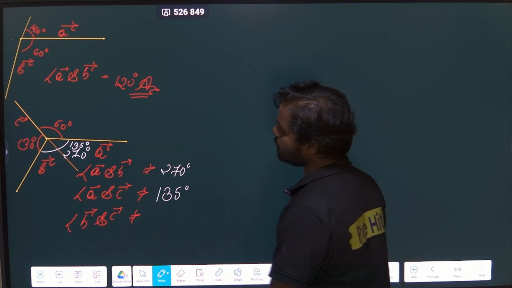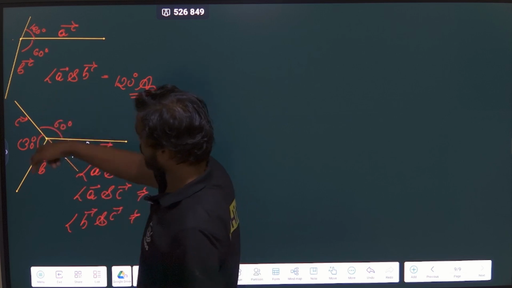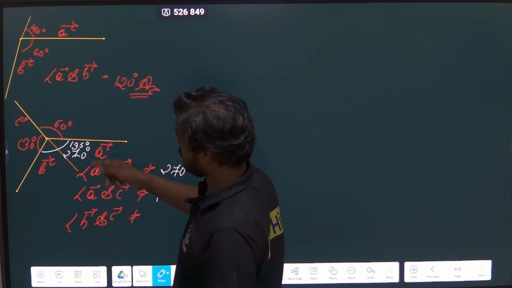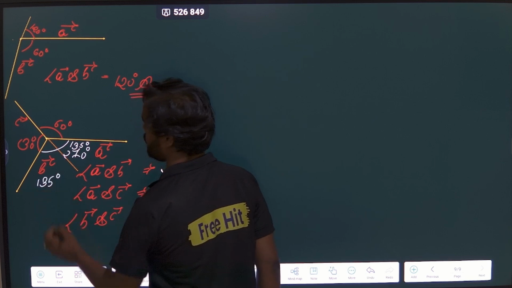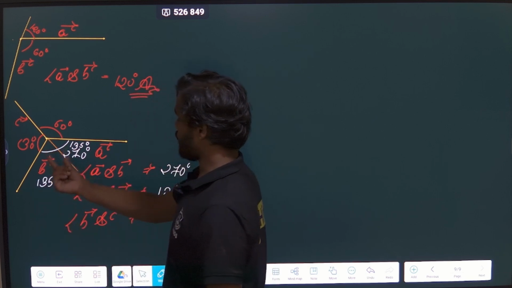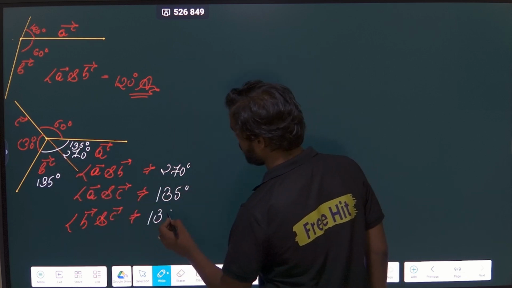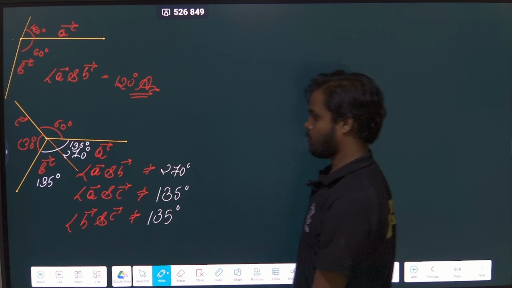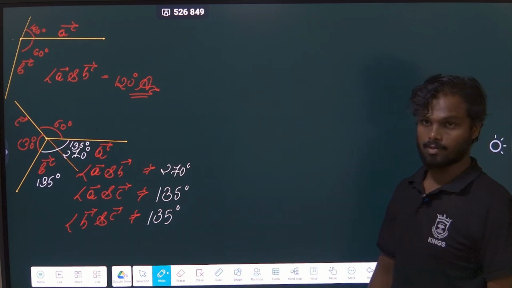Similarly, vector B and vector C. See, vector B and vector C are also not joined head to head. So we will extend this vector. So this angle will again be 135 degrees. Okay. So the angle between vector B and vector C will be 135 degrees. So we got the answer. So the answers are 270, 135, 135. Clear?